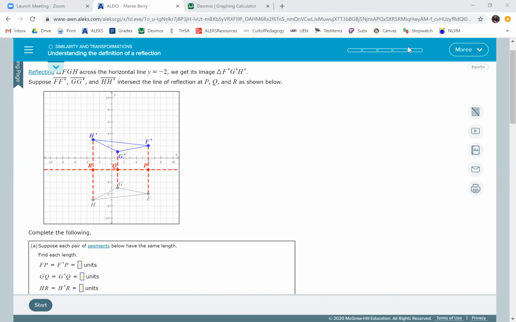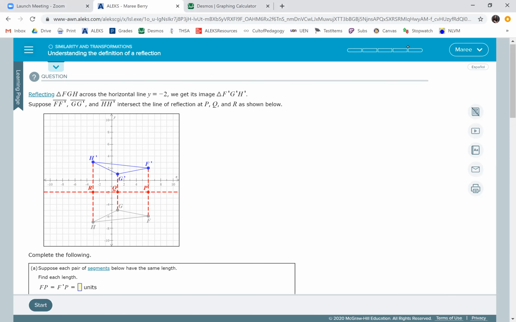For this topic, I really like how they begin the explanation. First, the question is, we're reflecting triangle FGH across the horizontal line y equals -2. So that's why they have this red dotted line going through y equals -2. This is called the line of reflection. We get its image, the triangle F prime, G prime, H prime.